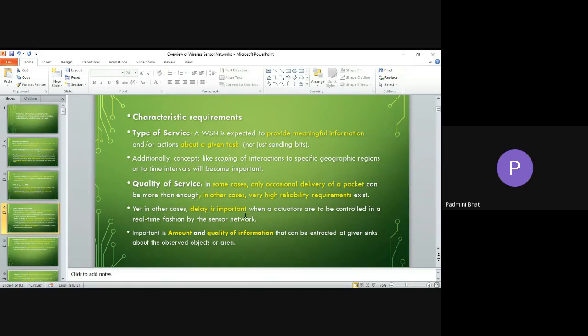In some cases delay is important, when an actuator is to be controlled in a real time fashion by a sensor network. So this is also one characteristic. Amount and quality of information that can be extracted at given things about the observed object or area. Now the amount of information it gathers must be high. The quality of information it gives should be good. At the same time, the number of bits it is using to convey this should be less. I hope this point is clear.